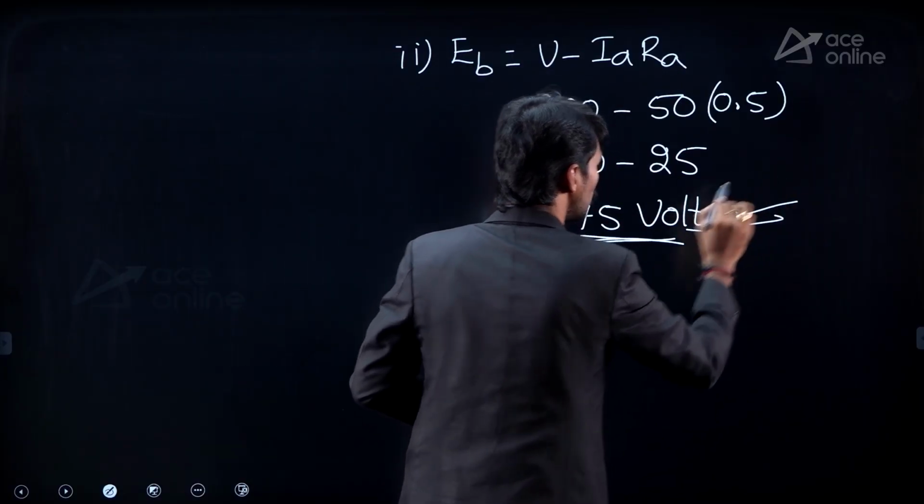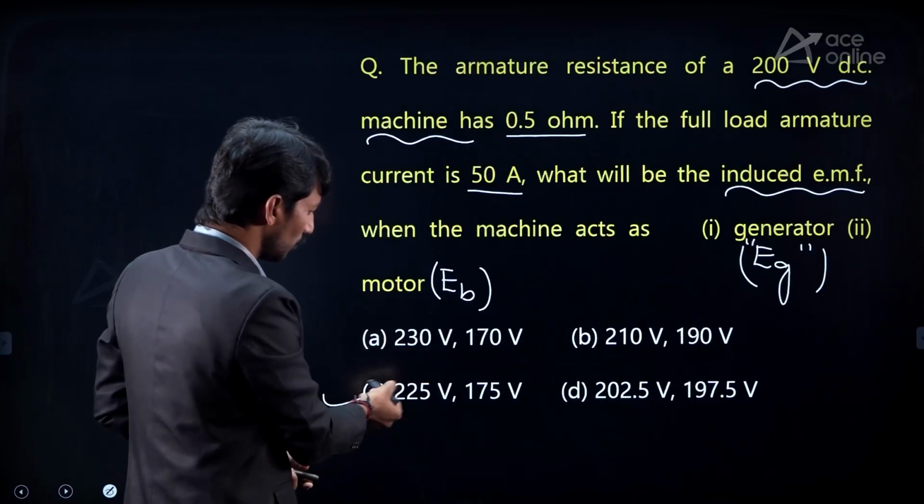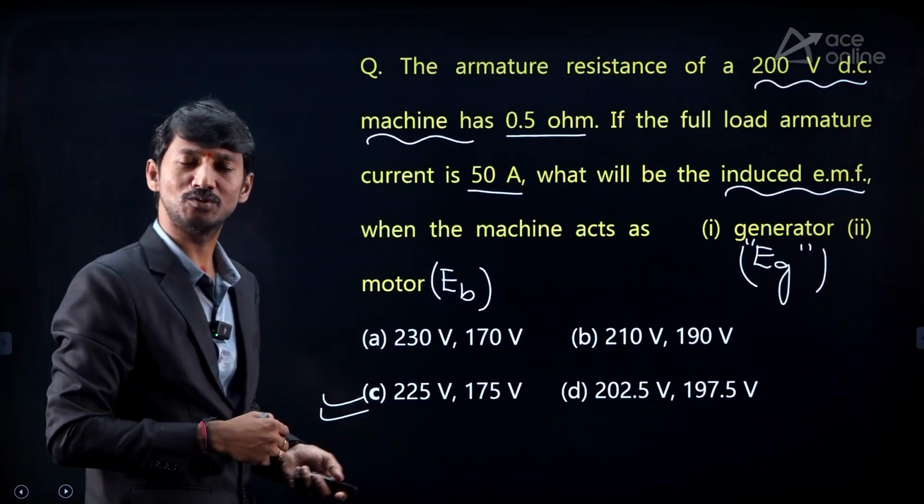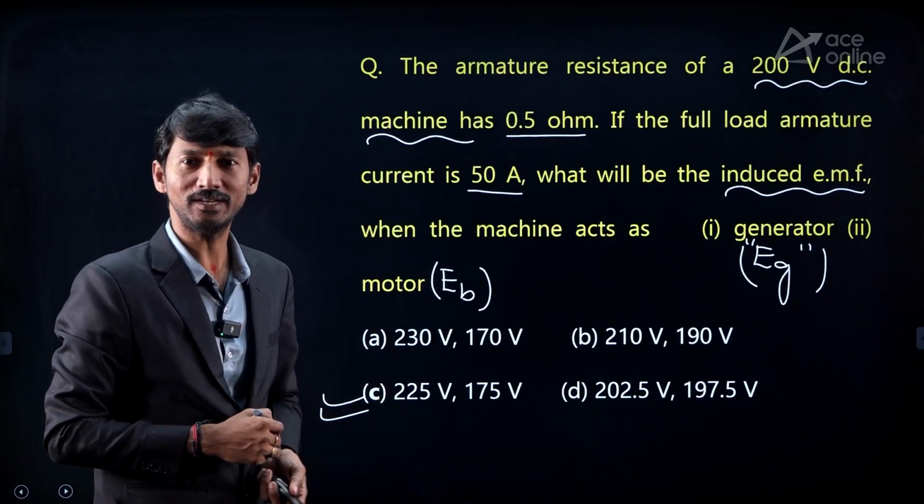175 volts. So this is the answer. Verify here. Yes, 225, 175 matching. So option will be C. Right? Next question.